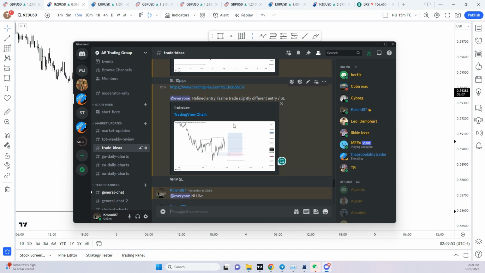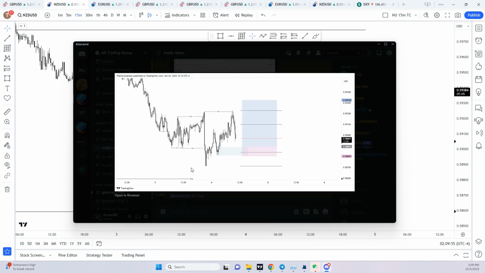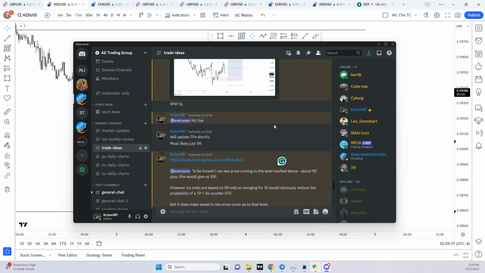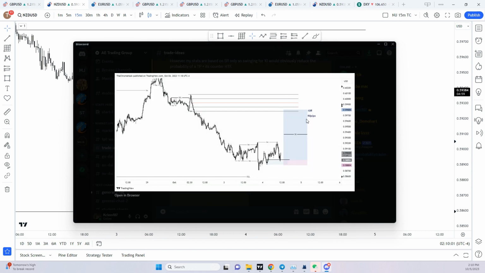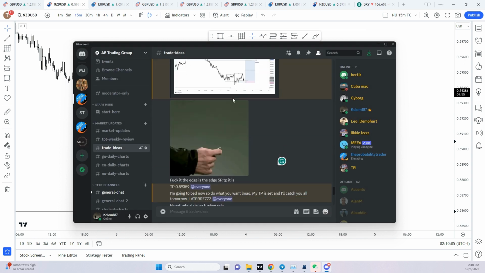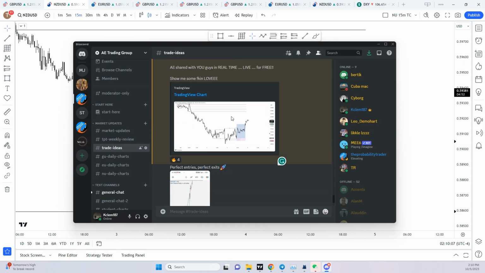I dropped this trade in there yesterday for the guys on NZD USD, as you can see there, and told them it was live. Said that I'd be closing at 5R, but I can imagine price running to 10R, but my edge is 5R and 5R only. And we hit take profit. The guys are loving it.